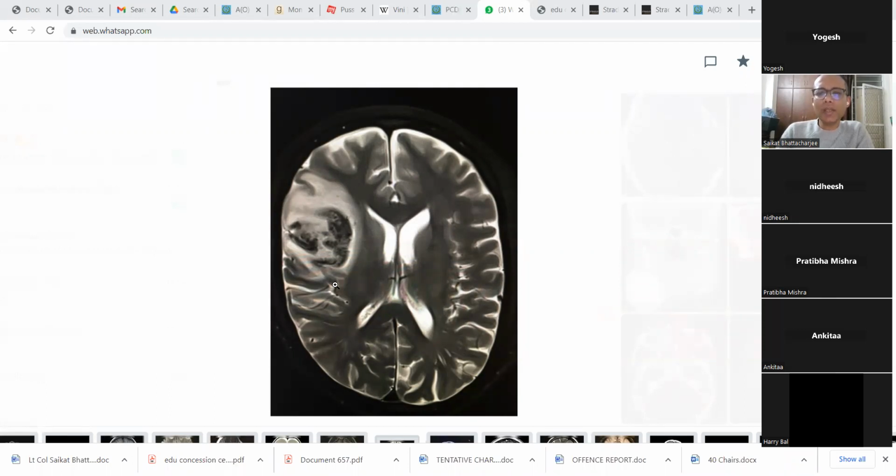Yes, Nidish, what is happening here? Bleed, sir. The bleed, variegated. So there is a bleed in there. So it's either a bleed with a mass, or a bleed within a mass, or it's just a bleed. So Nidish, give me a quick 3 or 4 DDs of this appearance.